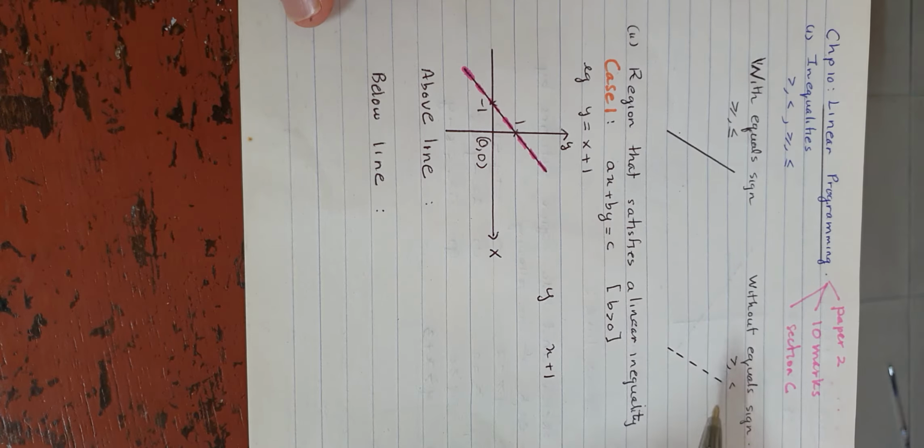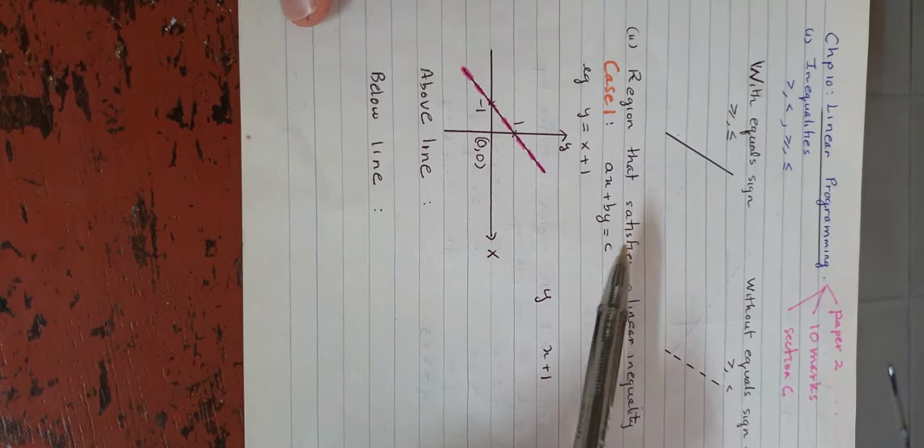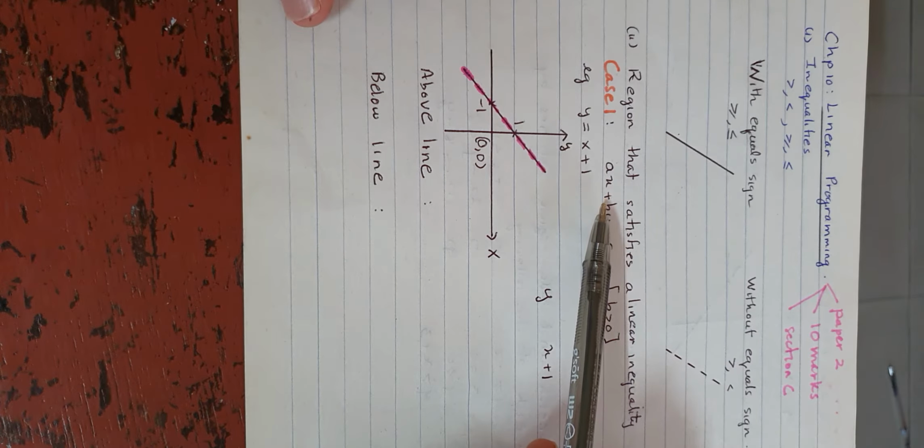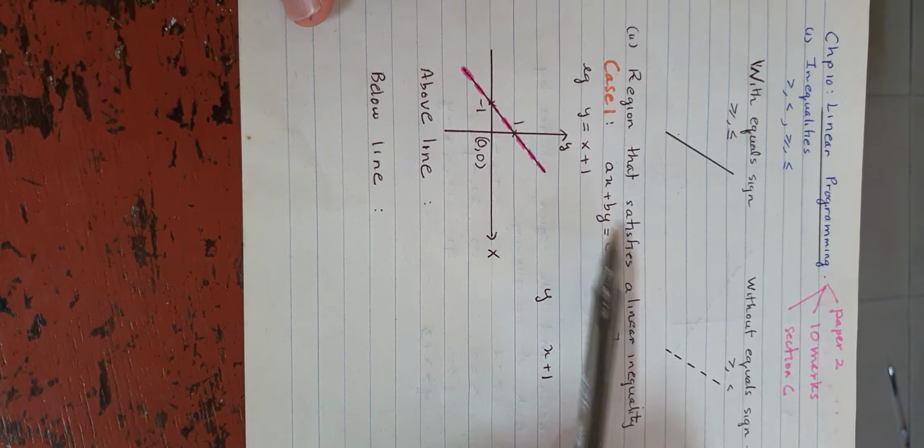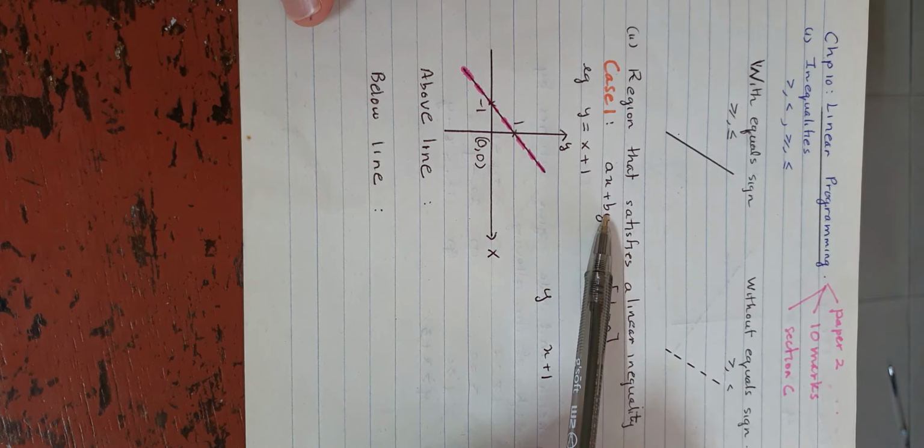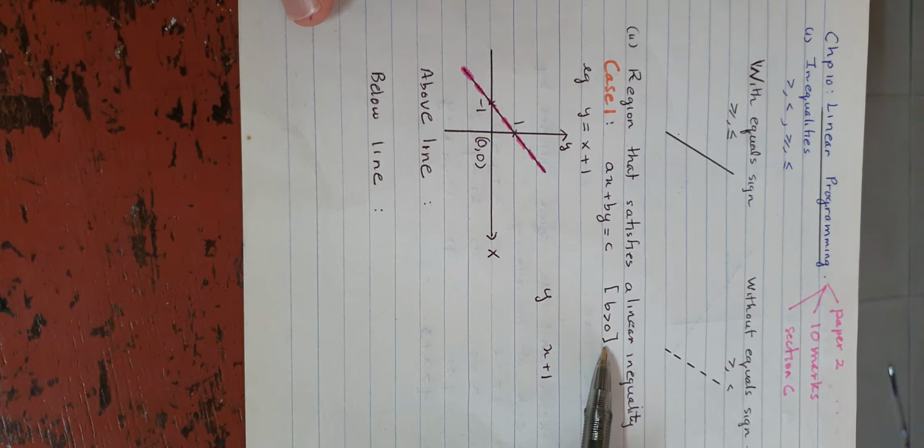When we talk about inequalities and we want to shade the region that satisfies the inequalities, there are 2 cases. What you have to do in the exam, you look at your equation of the line, ax plus by equals c. You look at the b. If your b is greater than 0, then you do this. Okay, let's have a look.